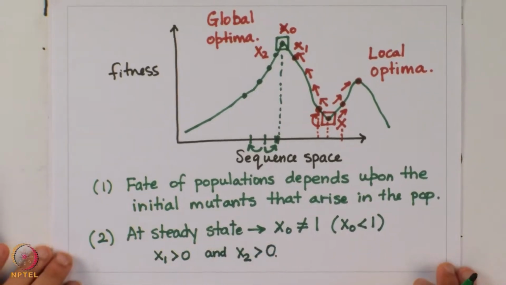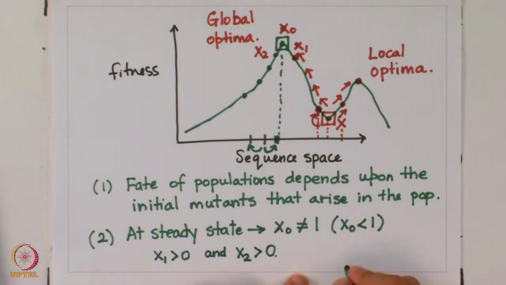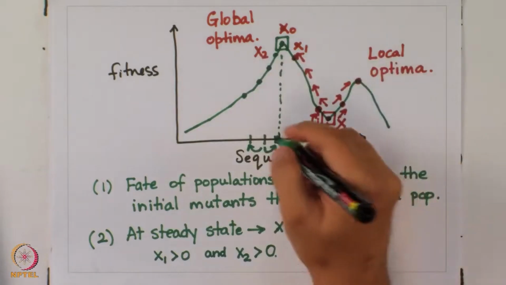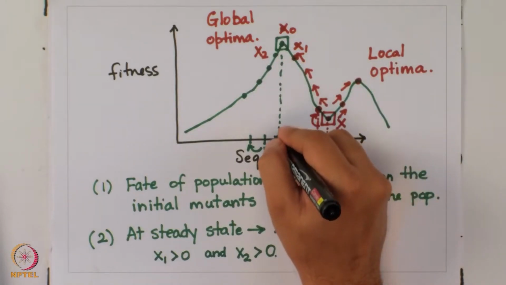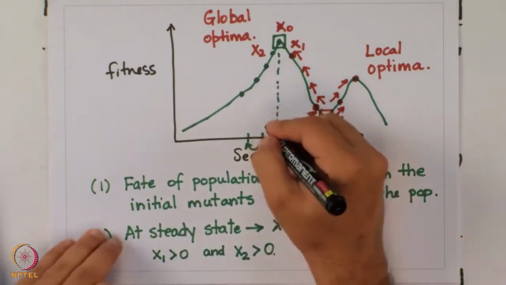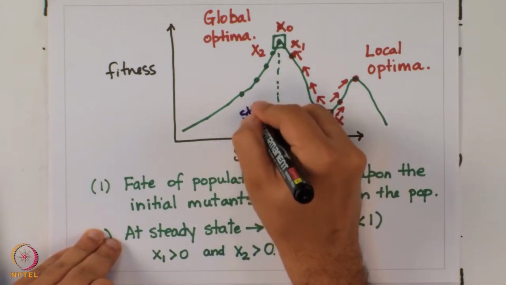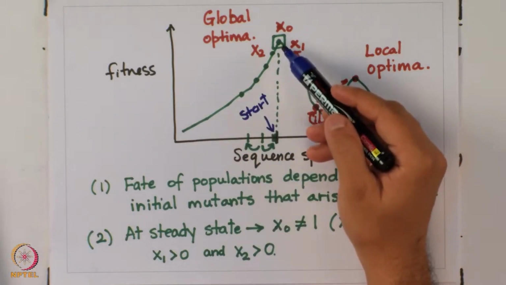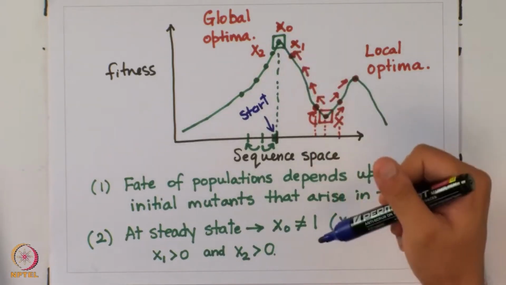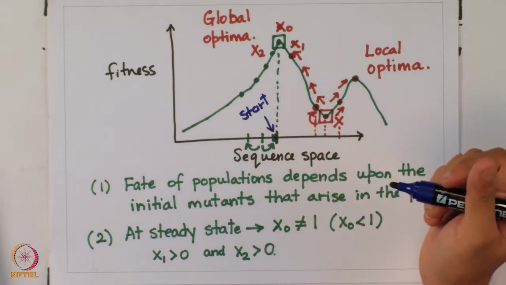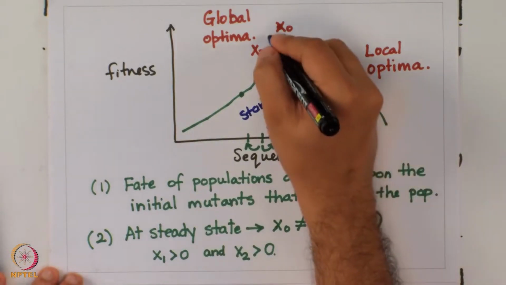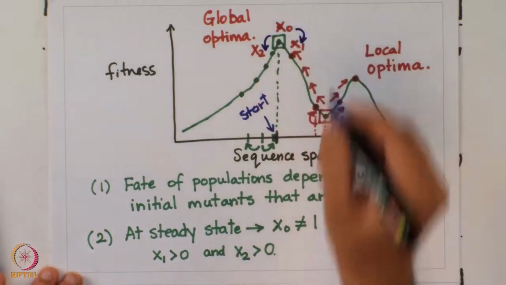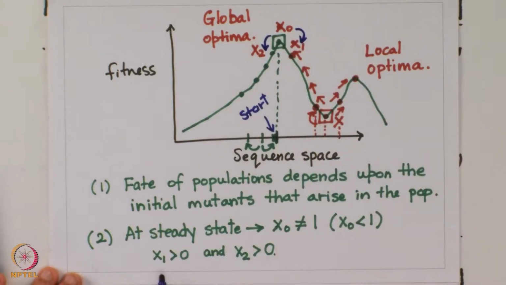This has an interesting consequence. Imagine you are doing an experiment where the starting population has a genotype which corresponds to the maximum fitness. So all your cells are actually present at this particular sequence. Suppose we were to start our experiment at this particular genotype here, which means the starting population has the maximum possible fitness that it could have had. But because mutations are happening, eventually steady state is going to get established in this system, and you are going to have mutations take place, and at steady state x0 is not going to be equal to 1, and you will have positive and finite values of x1 and x2.